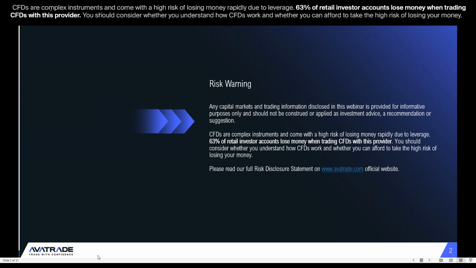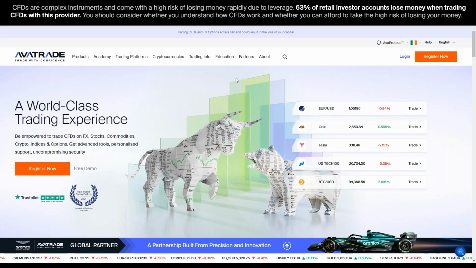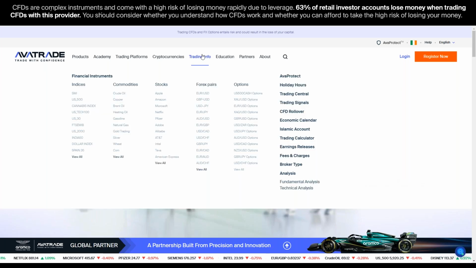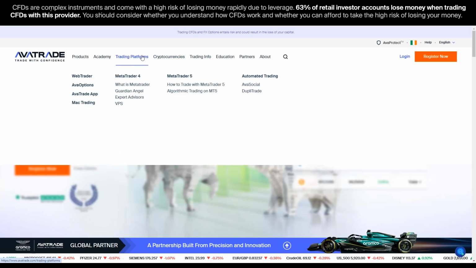And also keep in mind that what we go over is not meant to be financial advice, but is coming from an educational perspective. Now, from our main website, we can log into our web trader platform, which allows you to trade on both MT4 and MT5 accounts from one location. And the same is true with our mobile app. You can find it under the trading platform options.